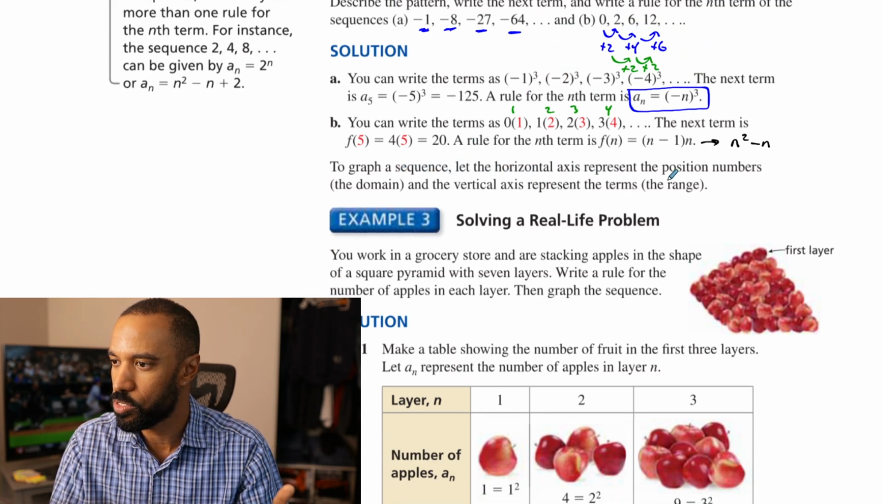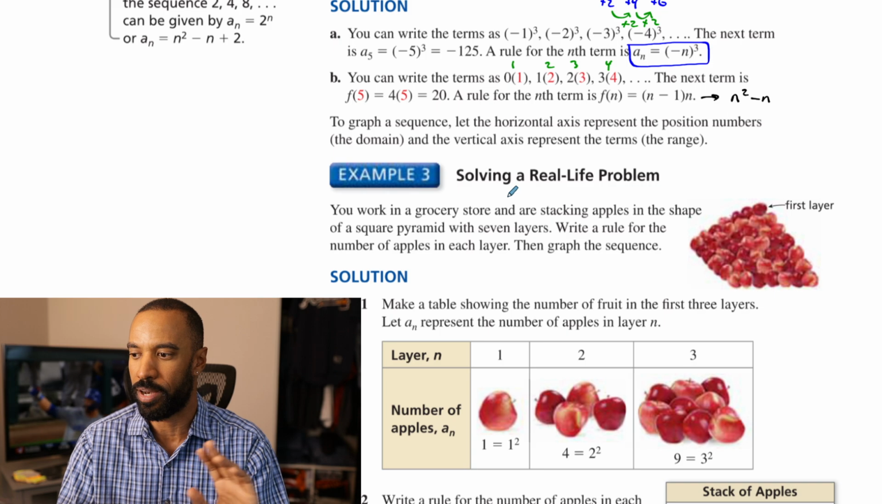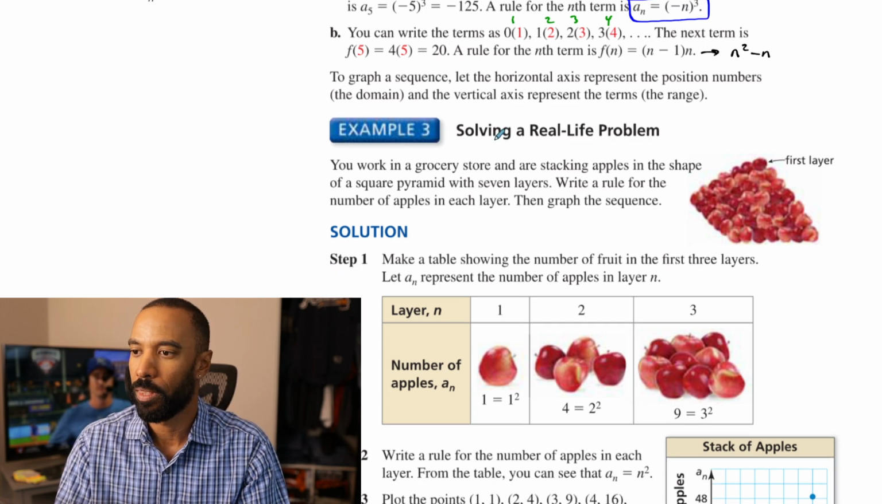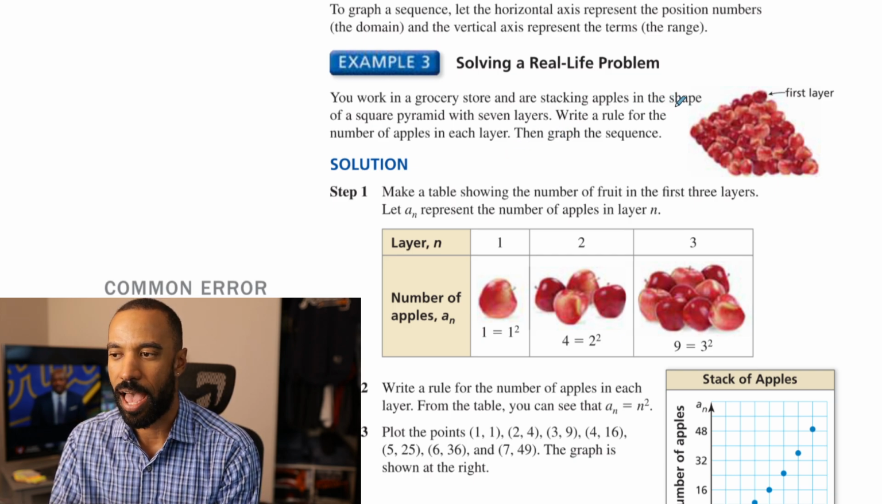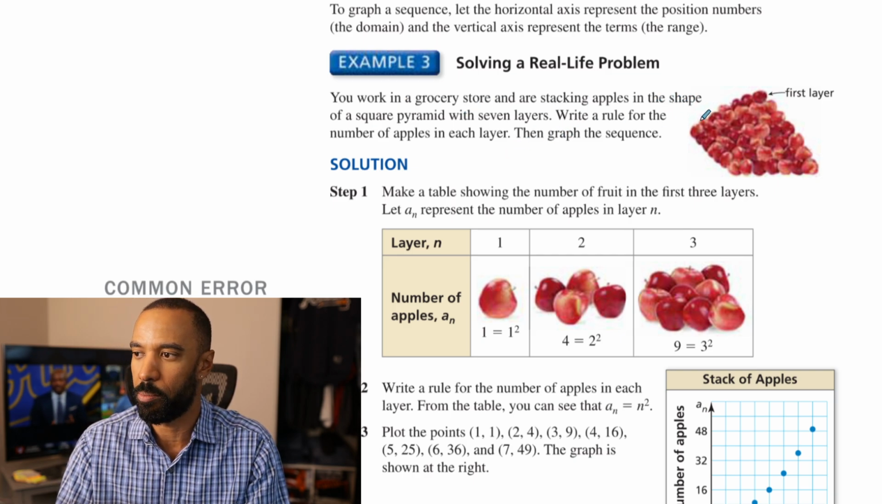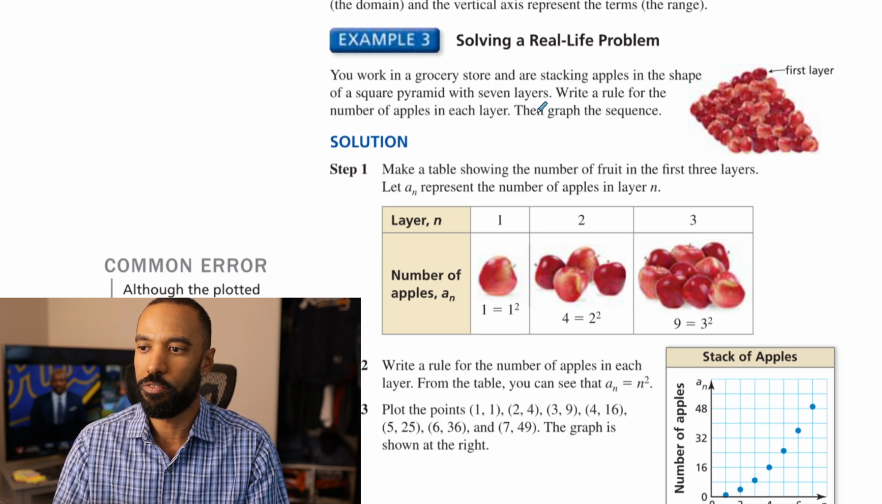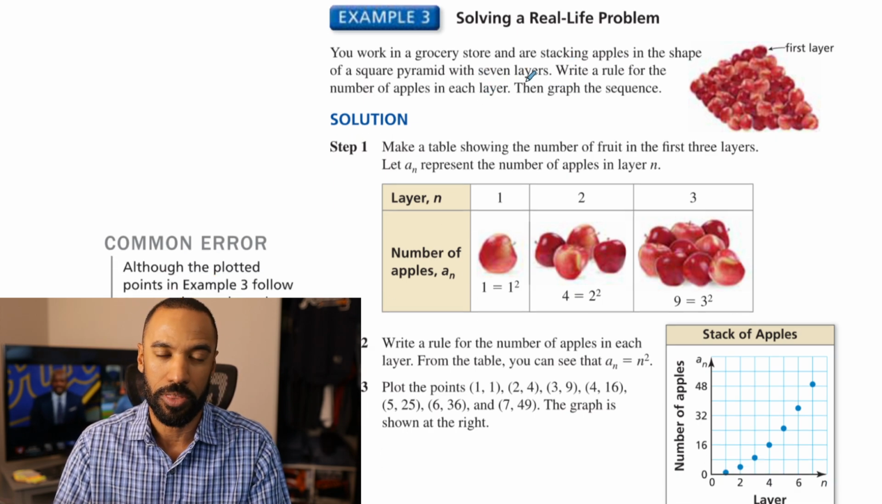Okay, here's an example on solving, let me see this really fast. To graph a sequence, let the horizontal, I'm not going to talk about the graphing right now. We'll get to it when we actually do it. All right, solving a real-life problem. You work in a grocery store and are stacking apples in the shape of a square pyramid with 7 layers. Write a rule for the number of apples in each layer, then graph the sequence.